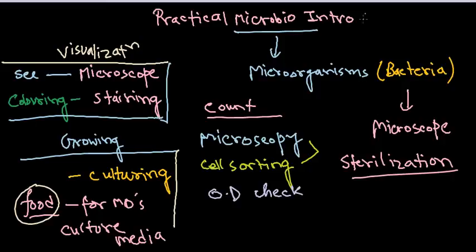So you need to sterilize them. And for sterilization, you can use different sterilizing processes. You can use a chemical sterilizer, but mostly we use steam sterilizers called autoclave.